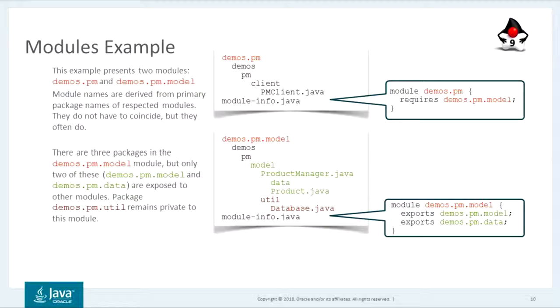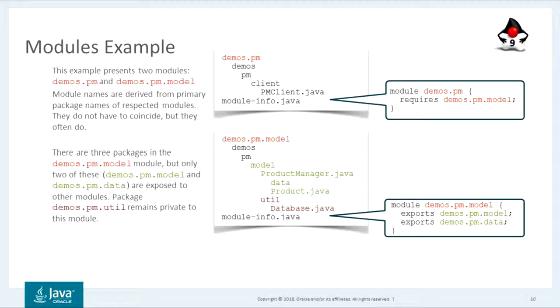Here's an example, just to put a bit more meat on these bones. Imagine you have a piece of Java code. Let's say there's some package called demos PM, and there's a class demos PM client there. And then there's another package, demos PM model, containing some classes like product manager and maybe some further package called data containing class product, maybe some utility package, etc.